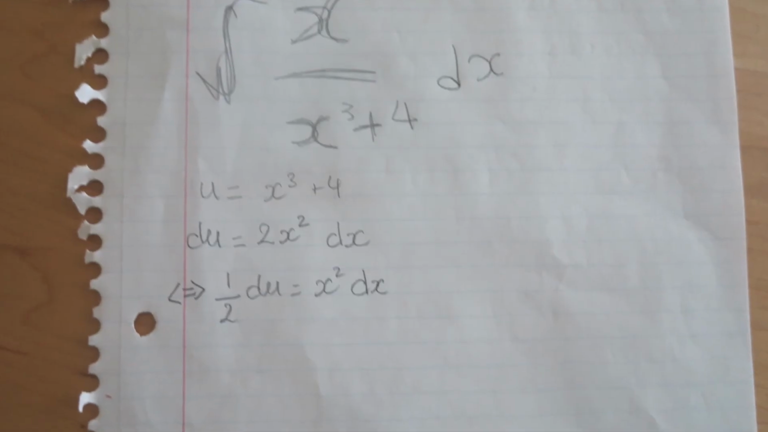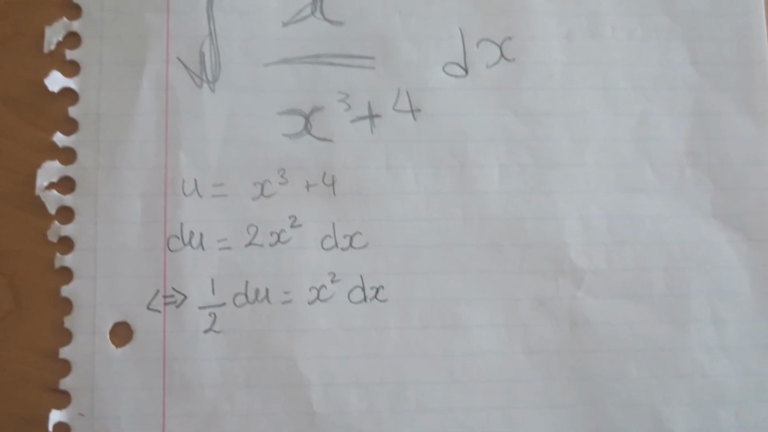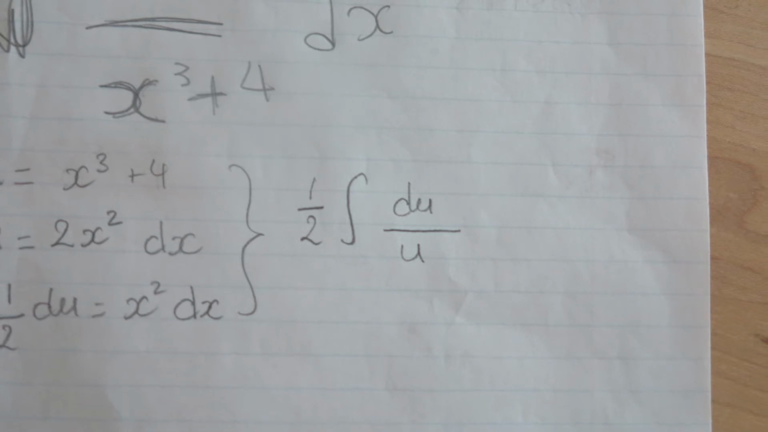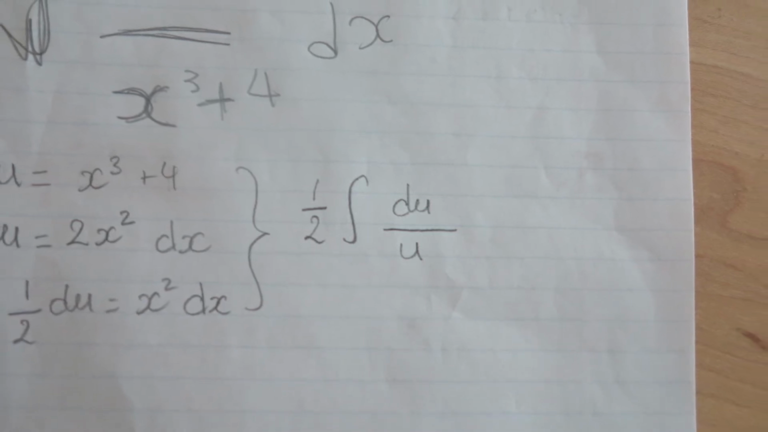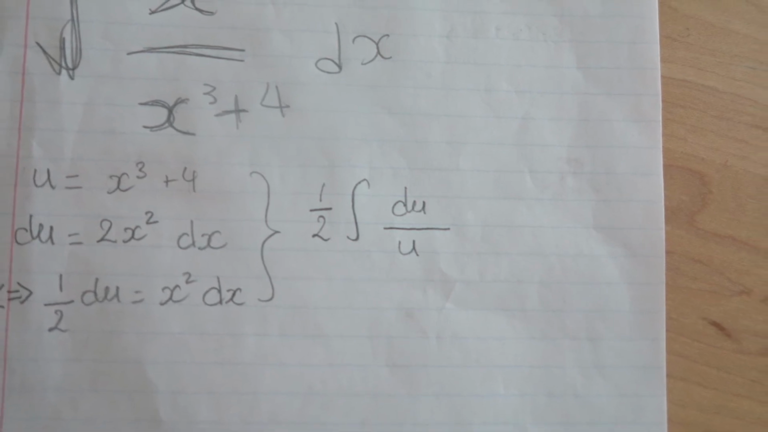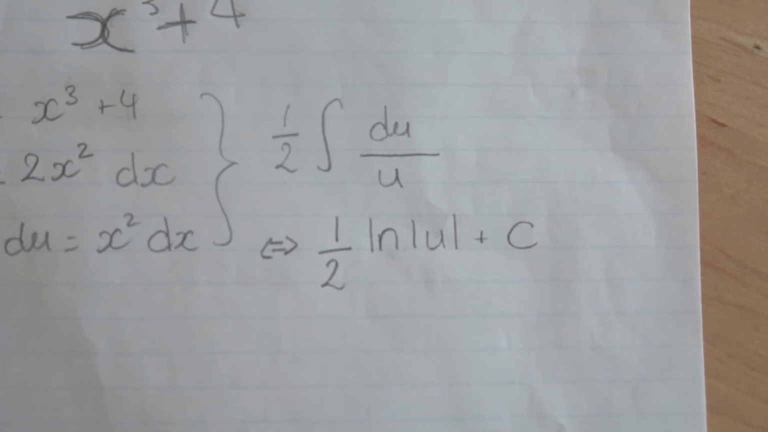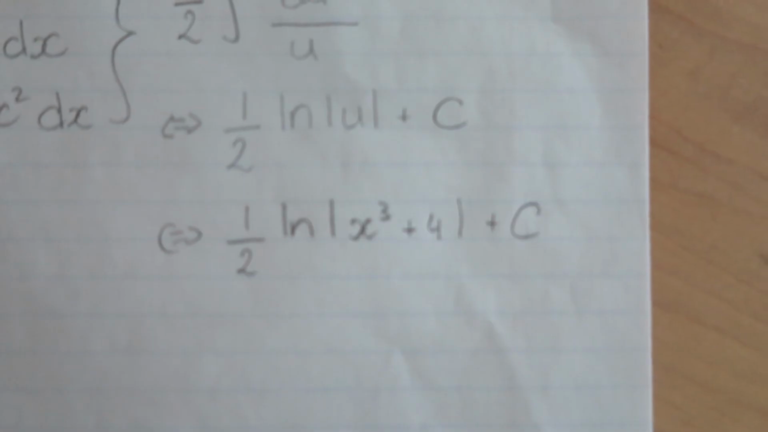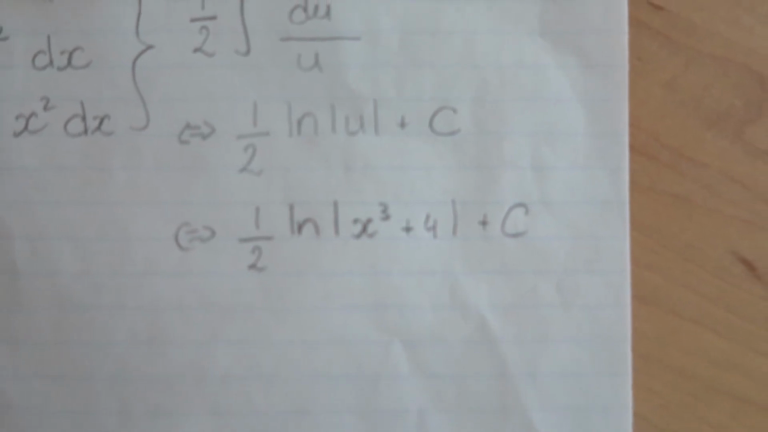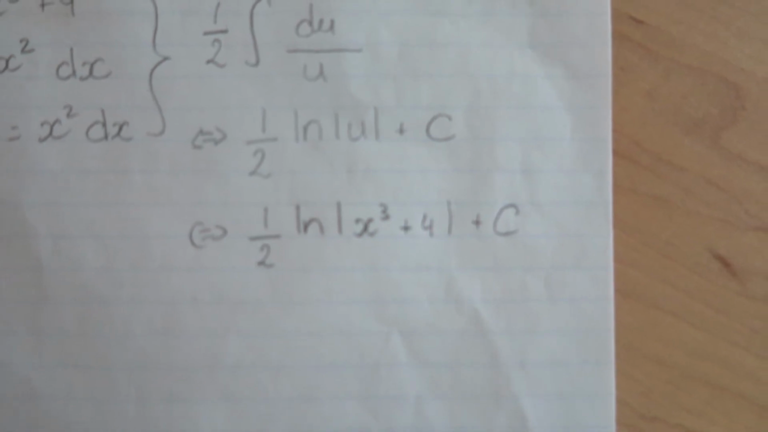Next, I need to find the value of x squared dx in terms of du. The answer for this is 1 over 3 times du. Now I can rewrite the integral. So now I have 1 over 3 times the integral of du over u. That's going to be equal to 1 over 3 times ln of the absolute value of u. Hence, I am left with 1 over 3 times ln of the absolute value of x cubed plus 4 plus c. That is the final answer for this problem.